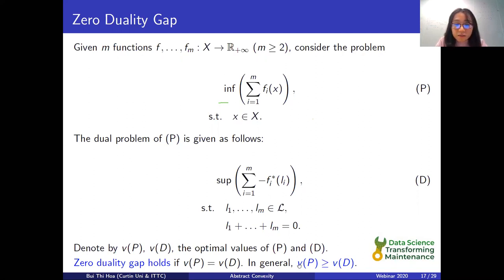So keep in mind that we always have that the optimal value of D is a lower bound of the optimal value of P, but we are not sure whether the equality holds or not.